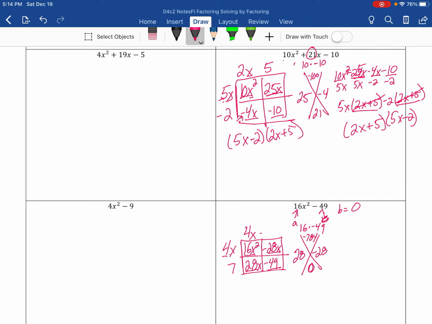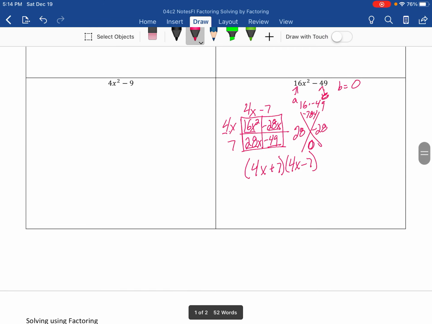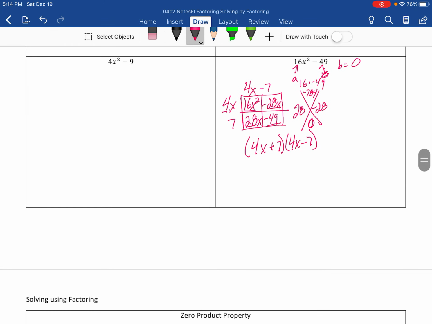4 times 4 is 16. X times x is x squared. 4 times negative 7 is negative 28, and I don't have to have the x there. And so my factored form is 4x plus 7 times 4x minus 7. So that's how you factor. We practiced that a little bit last class, okay?